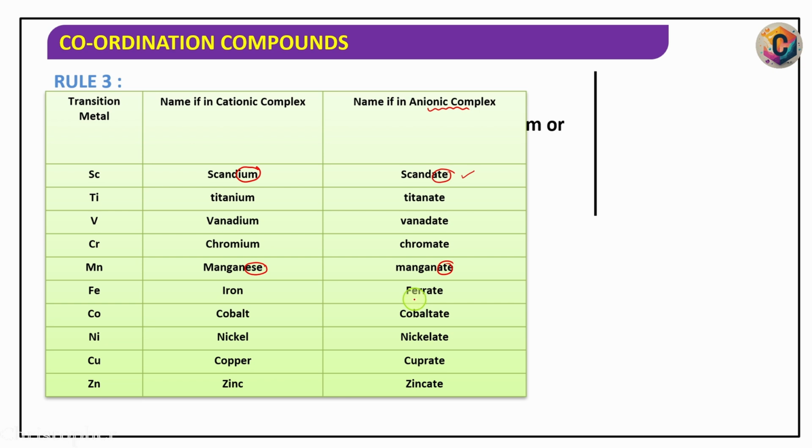Iron, here iron is ferrum. What we do is replace UM with ATE, giving ferrate. Cobalt, cobaltate. Here I don't have anything to remove. Nickel, nickelate. Copper, cuprate. Why cuprate? Here copper is called cuprum, so you need to replace UM with ATE. Zinc, zincate. Right?